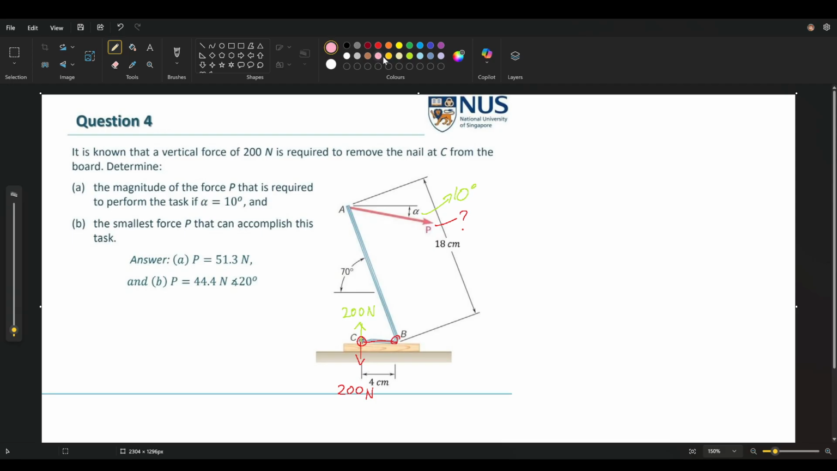And then now, let's look for P. Okay, maybe pink's not good. I don't know, maybe I use... I'm just going to use black.